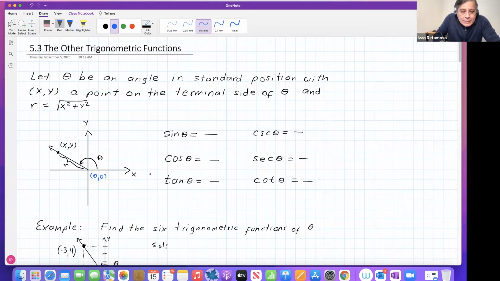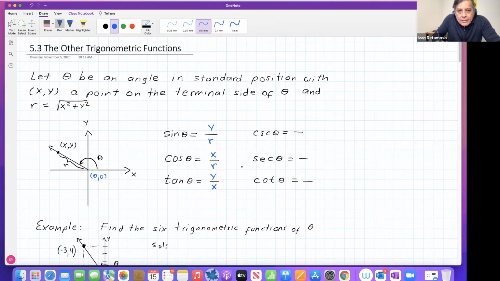Then mathematicians redefine the trigonometric functions in general as follows. Sine of theta is equal to the second coordinate, y over r. Cosine of theta is x, the first coordinate, over r. And tangent of theta is y over x.